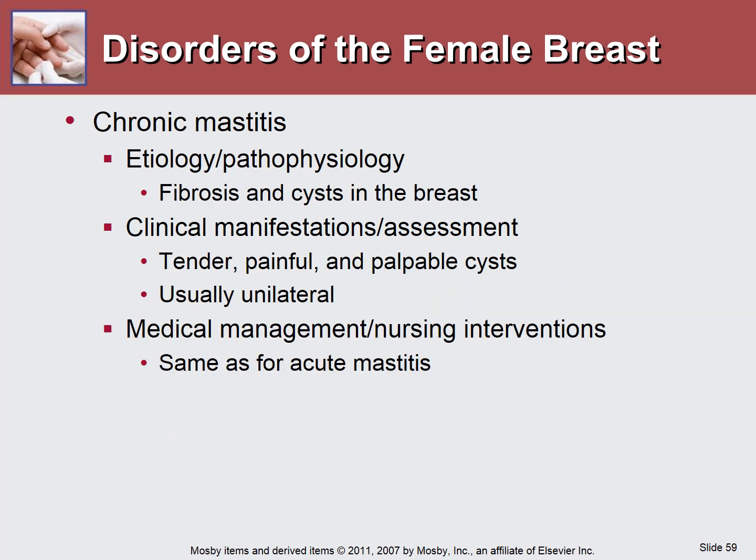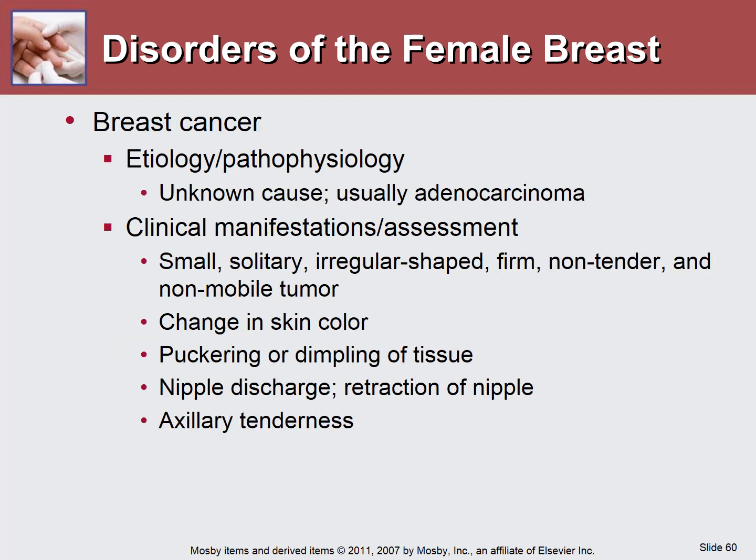Next slide. Chronic mastitis involves fibrosis and cysts in the breast. Clinical manifestations are still tender, painful, and palpable cysts. Usually it's unilateral. In terms of treatment, we'll be treating it just like acute mastitis. Next slide. Breast cancer. We don't know what causes it, like many other cancers.